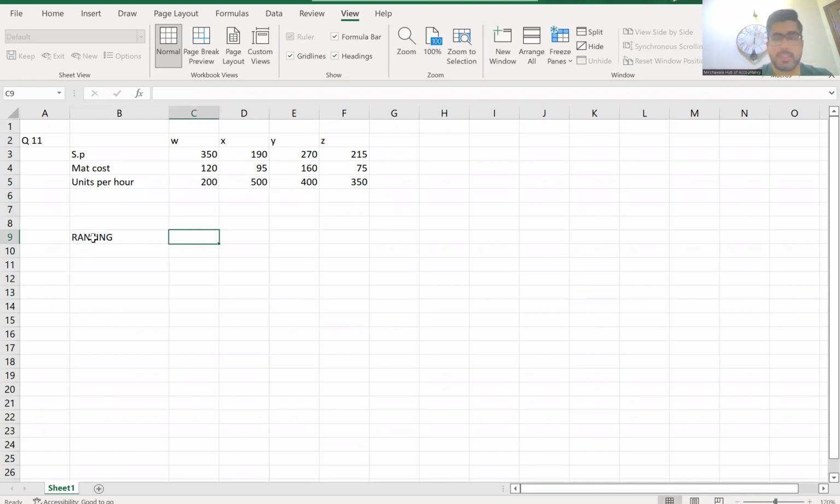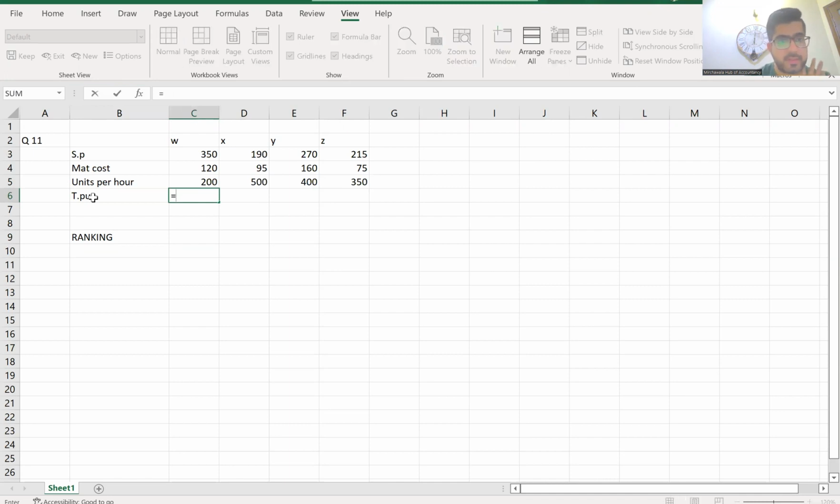You know that ranking comes in 4 steps. Companies using throughput accounting, right? It's not using marginal costing, it's using throughput accounting. Throughput accounting states that the first step is to identify the limiting factor, if you have studied from me. Then the second step, which in marginal costing was contribution per unit, is throughput per unit. The third step is throughput per hour, and on the basis of that throughput per hour, we do ranking. So we need to find the throughput.